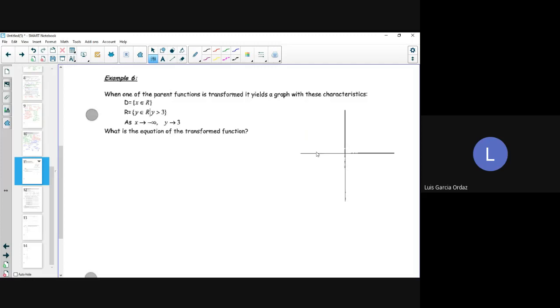First of all, based off those characteristics that we were given, is there an asymptote somewhere? Where would it be? At y equals 3. Okay, so I want you to look in your parent functions. Tell me the parent functions that have asymptotes. Reciprocal and exponential.